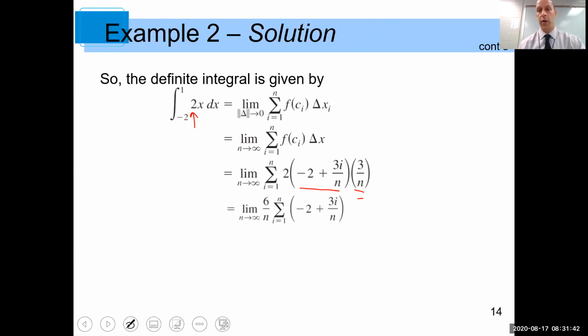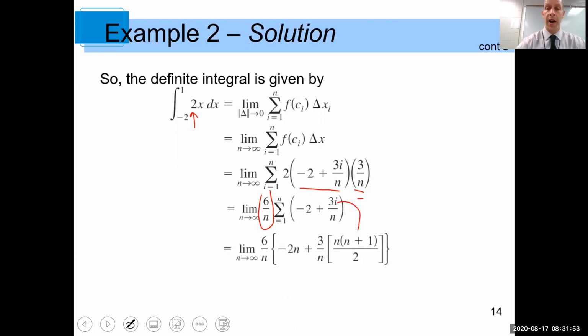Now we're going to clean this up a little bit. Notice that the 6 and the n's will come out in the front, and then we clean this up further. Remember, our formula for the sum of i is as follows. Then we've got the 3 in here. Now we're going to take n to infinity, and it should be easy to see that this final answer is going to be -3.